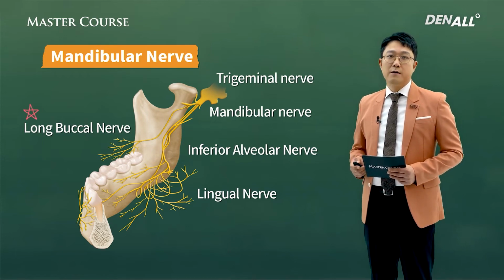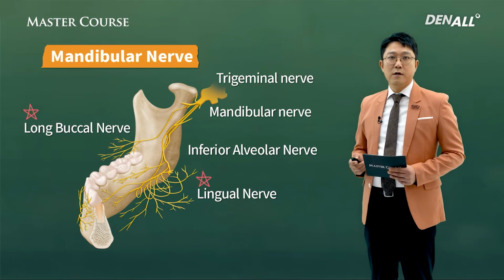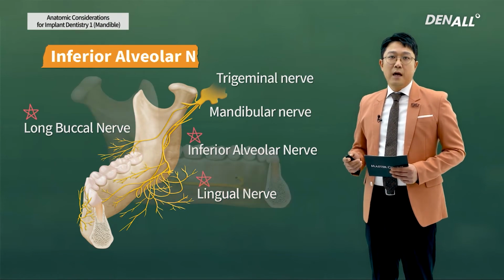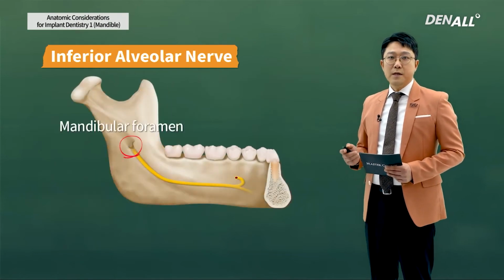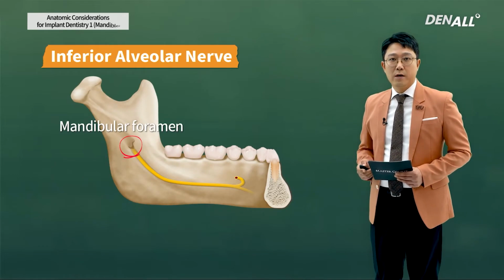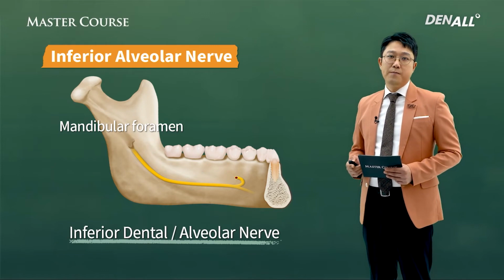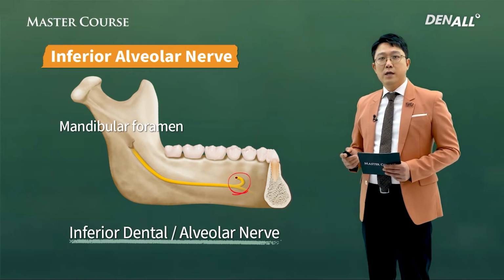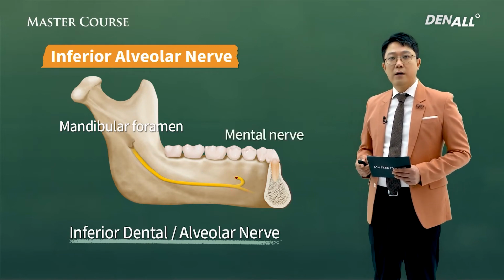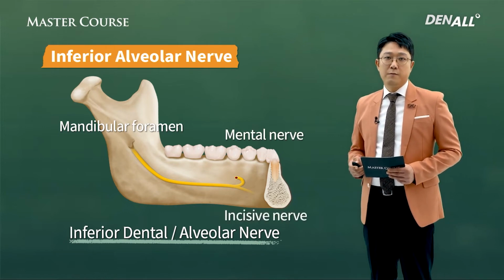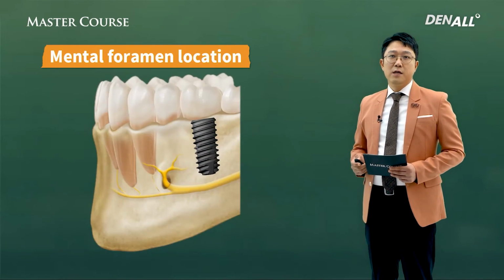Long buccal nerve and the lingual nerve, inferior alveolar nerve. And the inferior alveolar nerve goes through the mandibular foramen to the mandible. It becomes the inferior alveolar nerve that controls the sensation of the mandible. The nerve from the mandibular foramen is divided into the mental nerve and incisive nerve. The mental nerve comes from the foramen and controls the sensation of the lower lip.